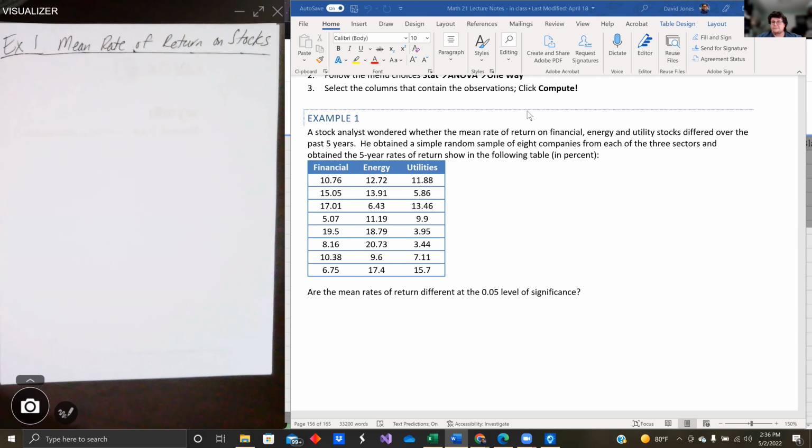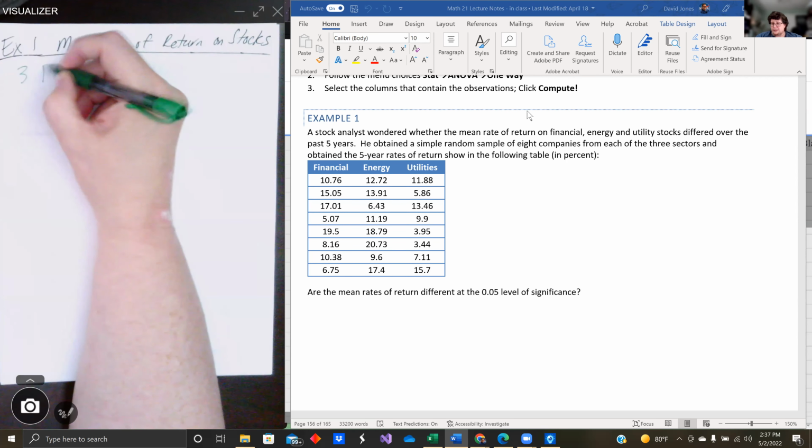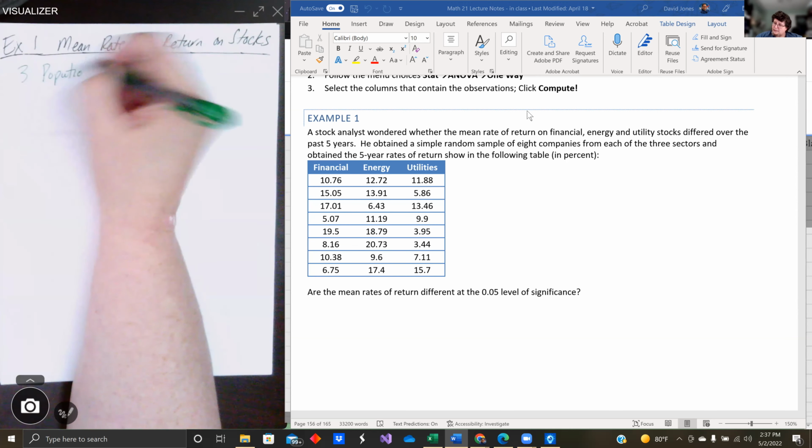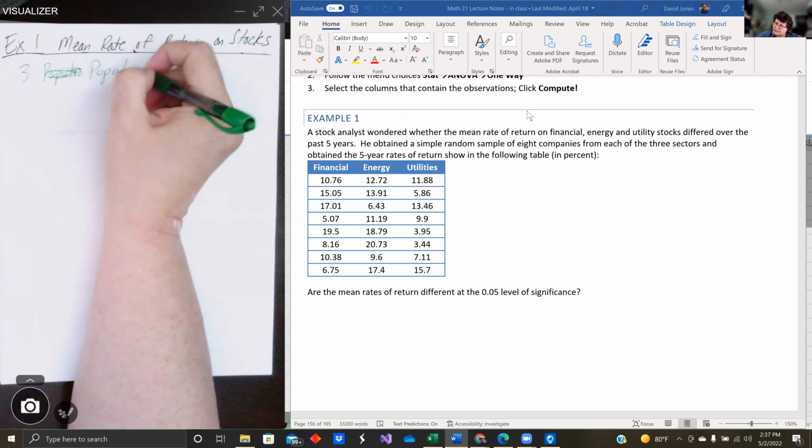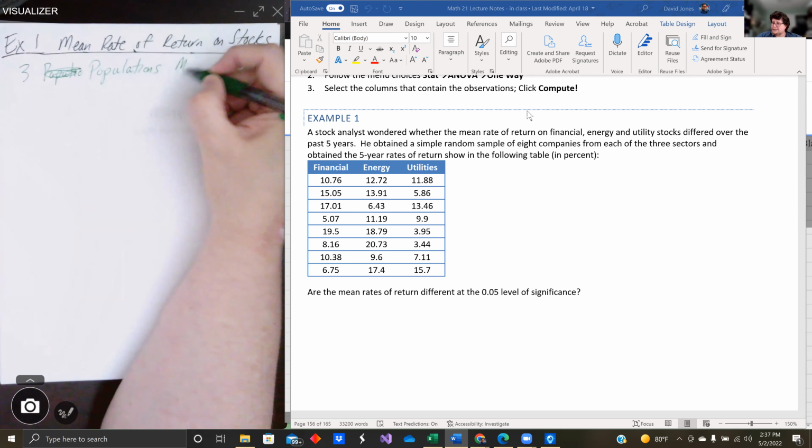So he obtained a simple random sample of 8 companies from each of the 3 sectors and obtained the 5-year rates of return that are shown below as a percentage. And the question is, are the mean rates of return different at the 0.05 level of significance? All right, so this has 3 categories and it's asking about the mean. So we've got 3 populations, the different types of stocks. And it's a means test, so we're going to do our ANOVA test.